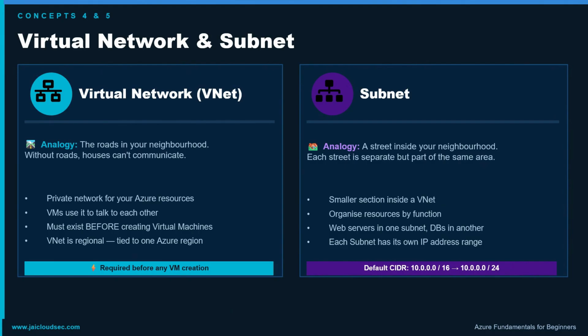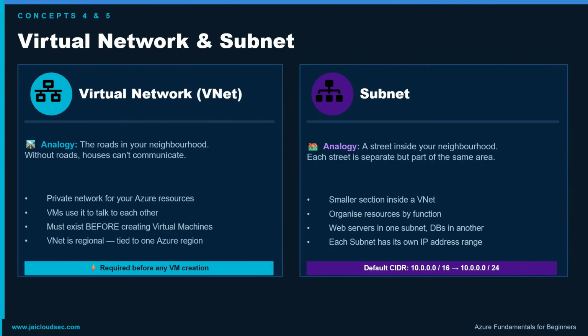Fifth is Subnet. Think of a subnet like a street inside your neighborhood. A neighborhood has many streets, one street for the shops, one for the houses, one for the school. Each street is separate, but they all belong to the same neighborhood. In Azure, a subnet is a smaller section inside your virtual network. You use subnets to organize your resources by function. For example, one subnet for your web servers, and a completely separate subnet for your databases. And each subnet has its own range of IP addresses.